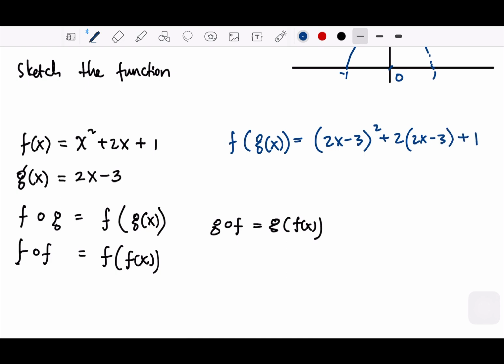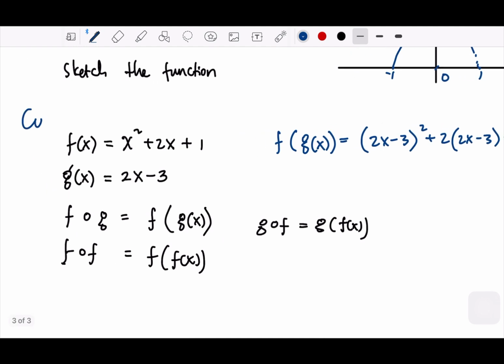And I think you can solve it. Okay, so we call this composite, or compositions. Okay, composition.